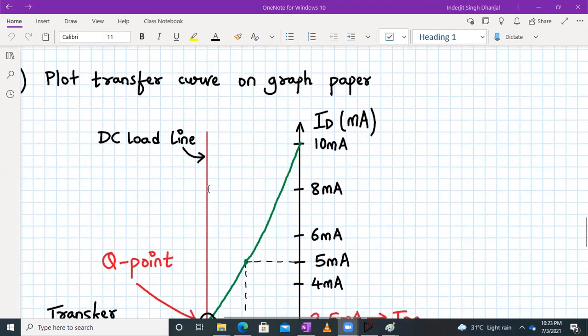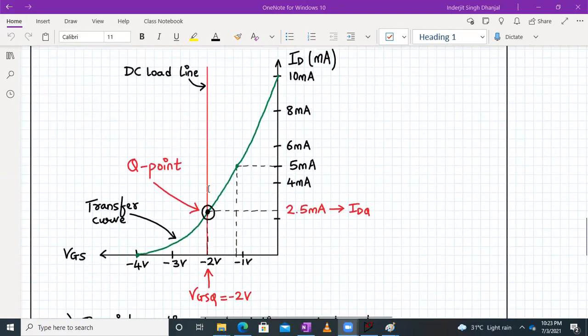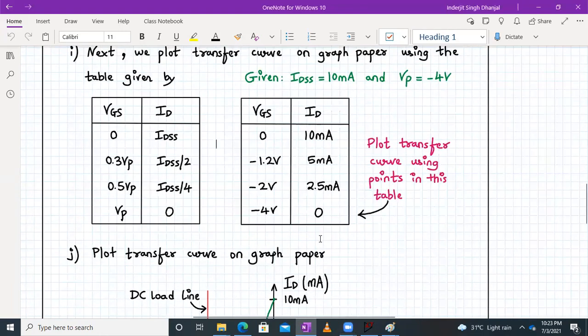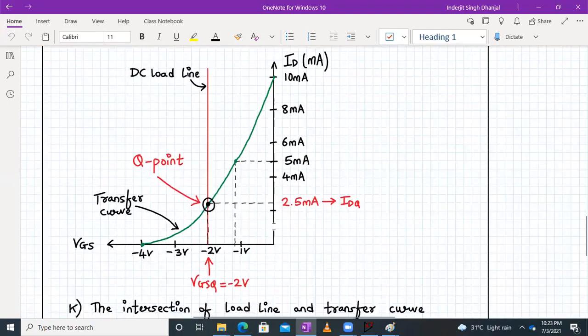So next we plot the transfer curve on the graph paper. So right now we can take accurate measurements. Why graph paper? Because you can symmetrically place your points. So you first draw this green color transfer curve with the help of these 4 points. And next we plot the DC load line. And now whenever my DC load line intersects my transfer curve, that will be my Q point.